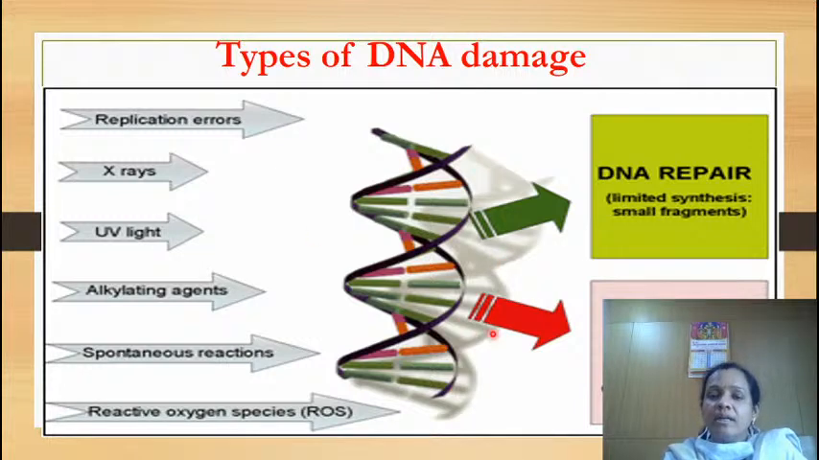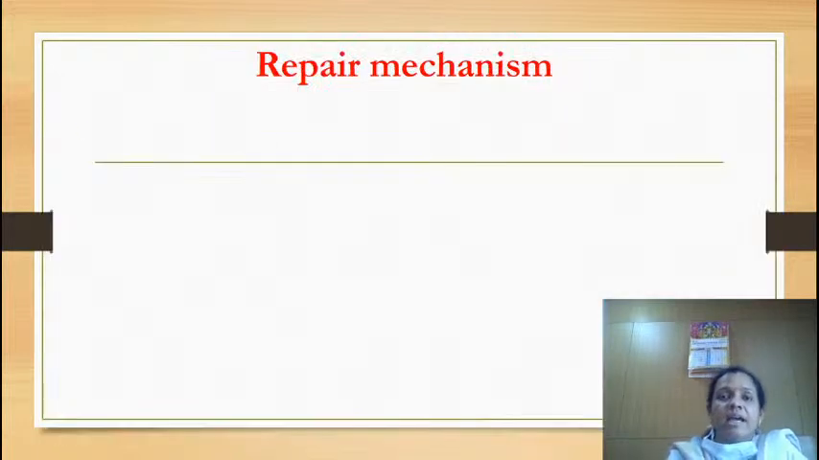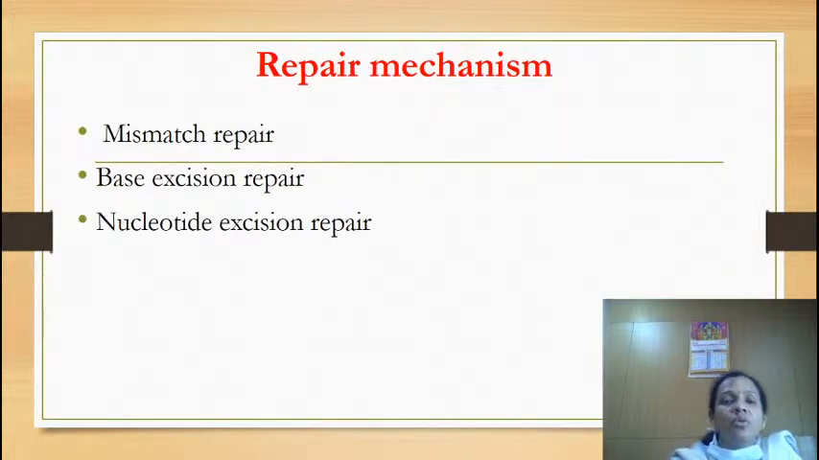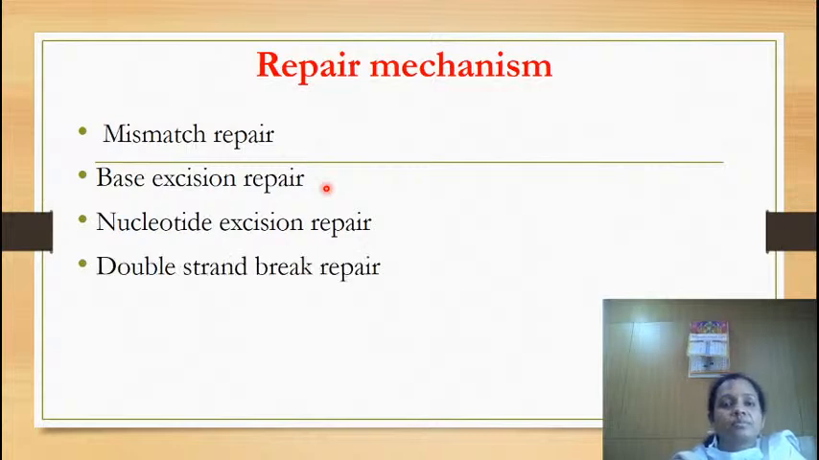Now what will the DNA do? Either it will do a repair mechanism or it will surrender to the damage. It can surrender to these agents and get apoptosed, or mutations can be formed, or cancers, anything can result. And we have also covered that there are 4 types of repair mechanisms: mismatch repair, base excision repair, nucleotide excision repair, and double strand break repair.